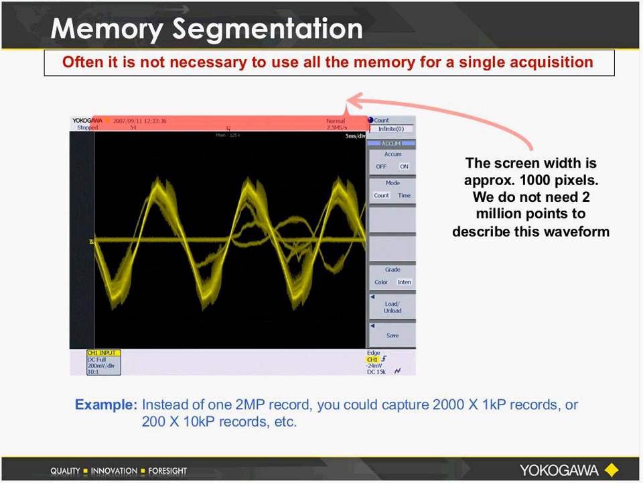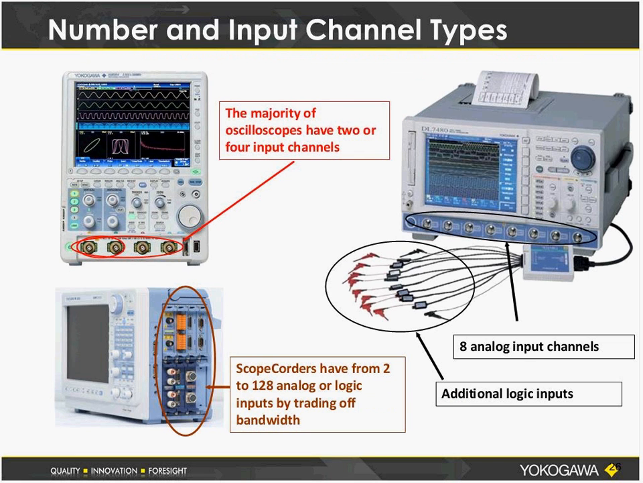So we don't need all 2 million points to describe this waveform that I'm showing here. So what do we do with that 2 million points of memory? Well, the answer is, instead of having one continuous 2 million point record, maybe you could divide or segment that memory into 2,000 frames, like pages in a book, of 1,000 points each, 1,000 waveforms each. And that's exactly what Yokogawa models do in all of our oscilloscopes.